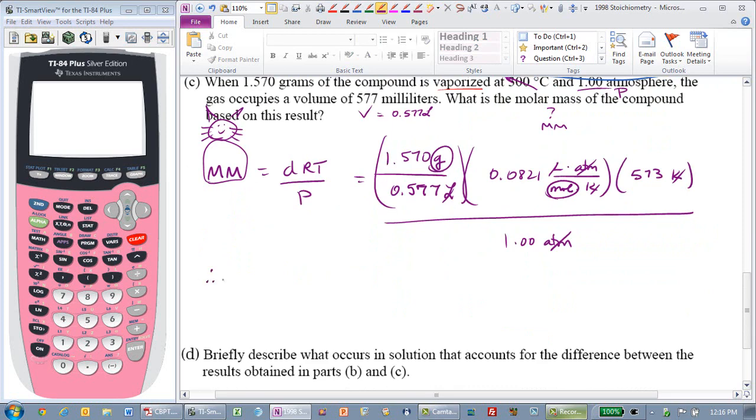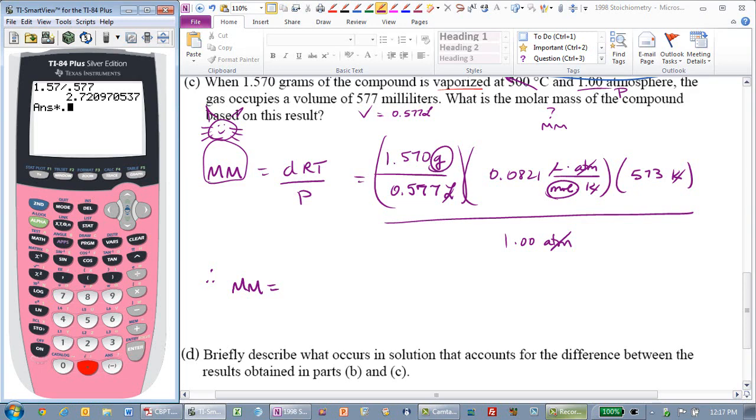So, therefore, molar mass is equal to all this mess. So I'm going to start with the 1.57 divided by 0.577. So that term is 2.72. Multiply it by R. Multiply it by 573. I'm not going to bother to divide it by 1 because the answer is 128.